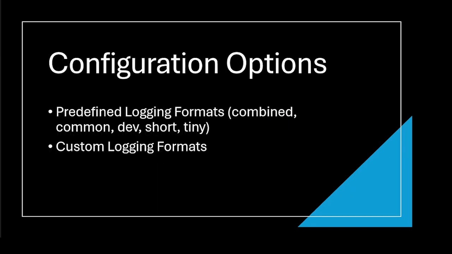Morgan comes equipped with several predefined formats that dictate what information gets logged. Combined offers a comprehensive Apache combined log output, while common provides a less detailed Apache log. Dev is tailored for development, highlighting errors, and short and tiny give you abbreviated information, suitable for less verbose logging needs.